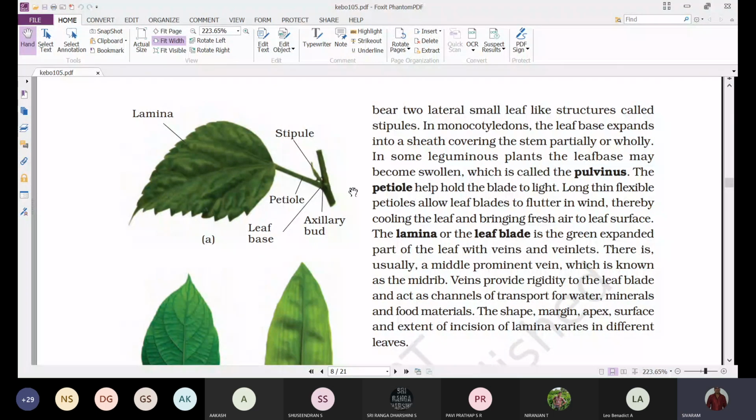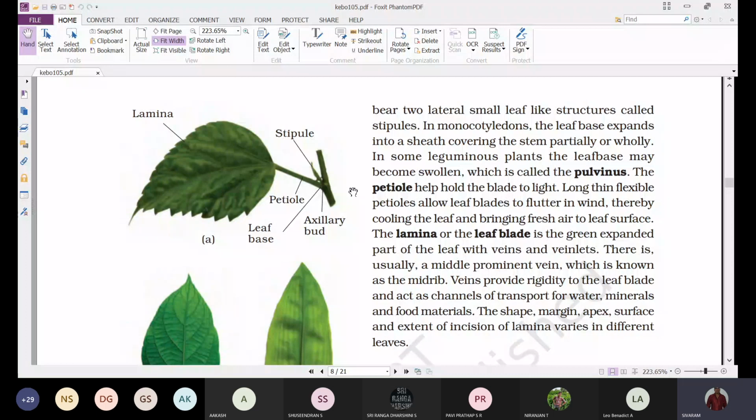Such a swollen leaf base we call a pulvinous leaf base. In case of beans, we can observe this pulvinous leaf base. If you have a bean plant in your garden, go and observe: the leaf base will be thick or swollen. Such a swollen leaf base we call a pulvinous leaf base.